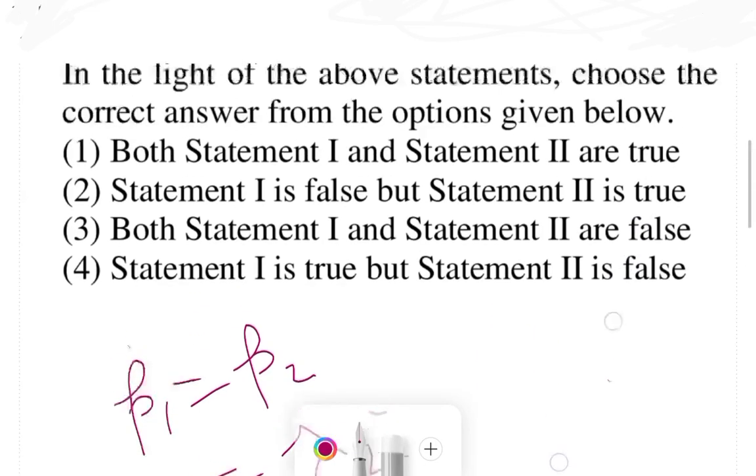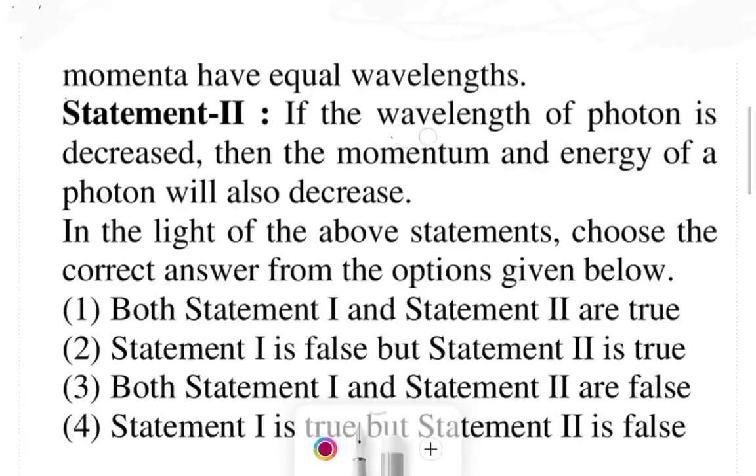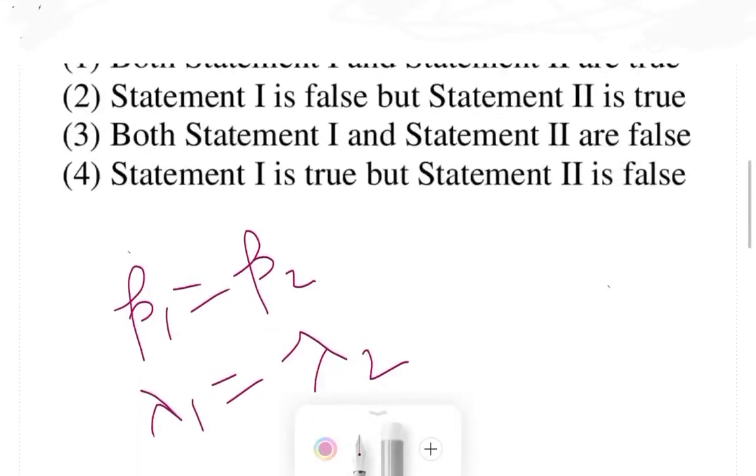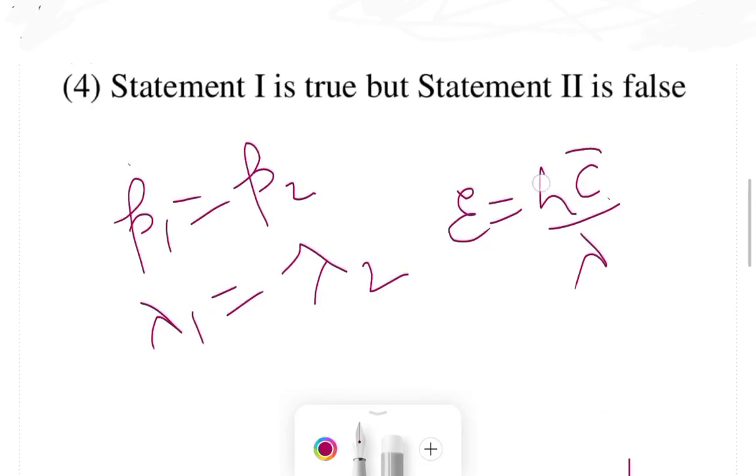Statement number 2 talks about the relation of lambda with energy or momentum. We can take only lambda and E, and then analyze the statement. We can write down the formula for the energy: E is nothing but h nu, or hc upon lambda. Clearly, since hc is a constant, if we decrease the wavelength, its energy will increase.